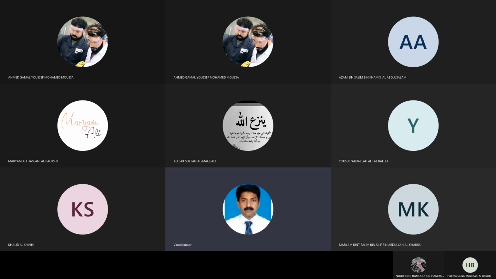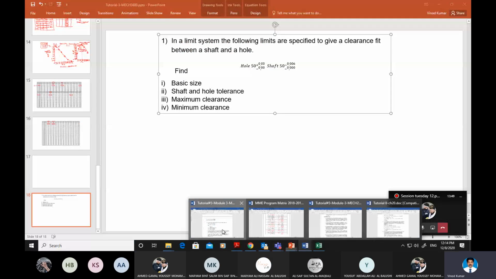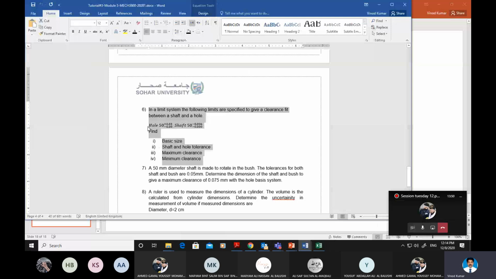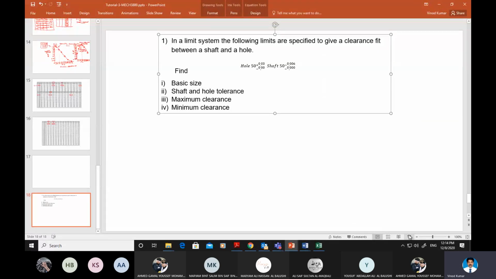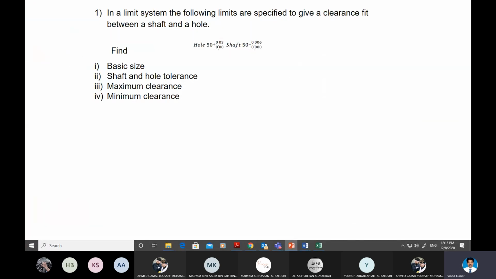I already told you about the question number 6 in the tutorial. Here we have a hole and shaft assembly. The tolerance values are given here. The basic size you can directly write as 50 millimeter. We have the shaft tolerance and hole tolerance. We have to find the maximum size of the hole.